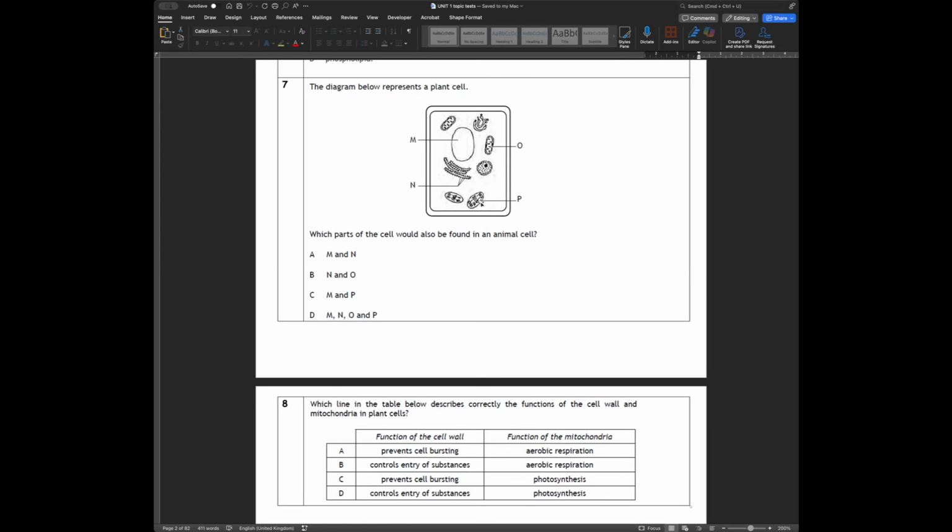So P is the chloroplast, N is the ribosome, O is the mitochondria, and M is the vacuole. So which of them are found in an animal cell? Well, the vacuole is not, the chloroplast is not, but the ribosome and the mitochondria both are. So we're looking for N and O, which would be B for this question.